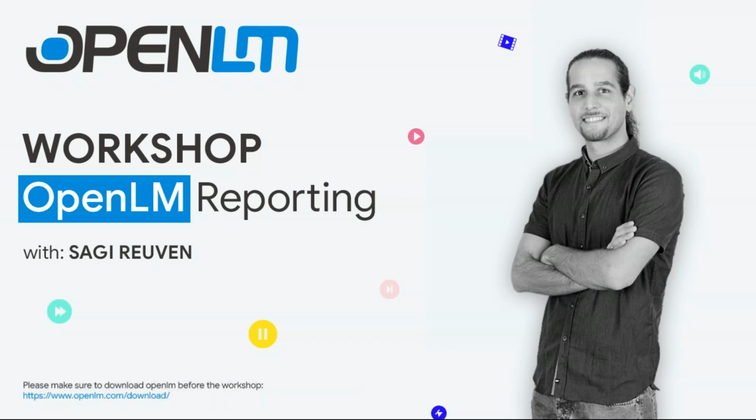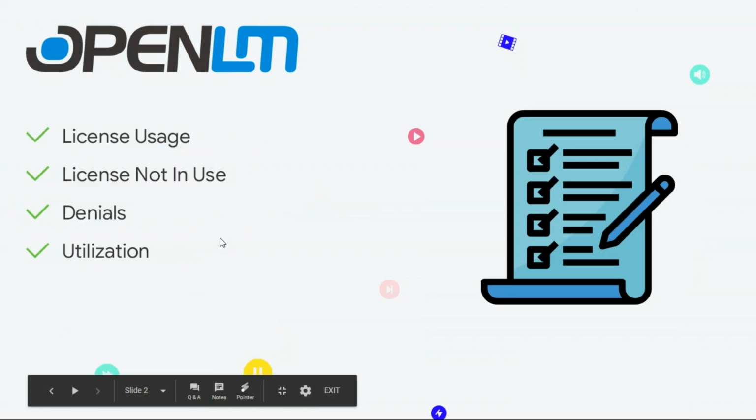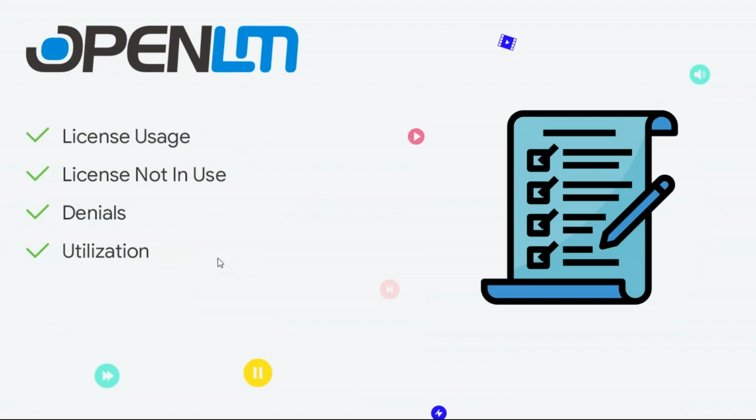I am Sagi, and in the next 20 to 30 minutes I'm going to try and show you how you can combine different reports in OpenLM and how you can get better insights from those reports. So we'll see the license usage report, licenses not in use reports, denials, and utilization. And we'll try and see how we can combine all of them and what insights we can get out of them.